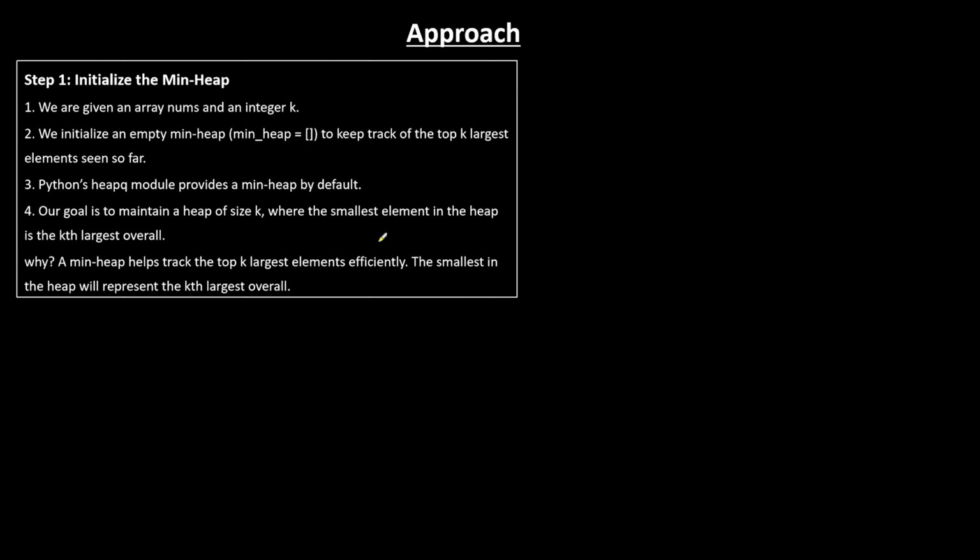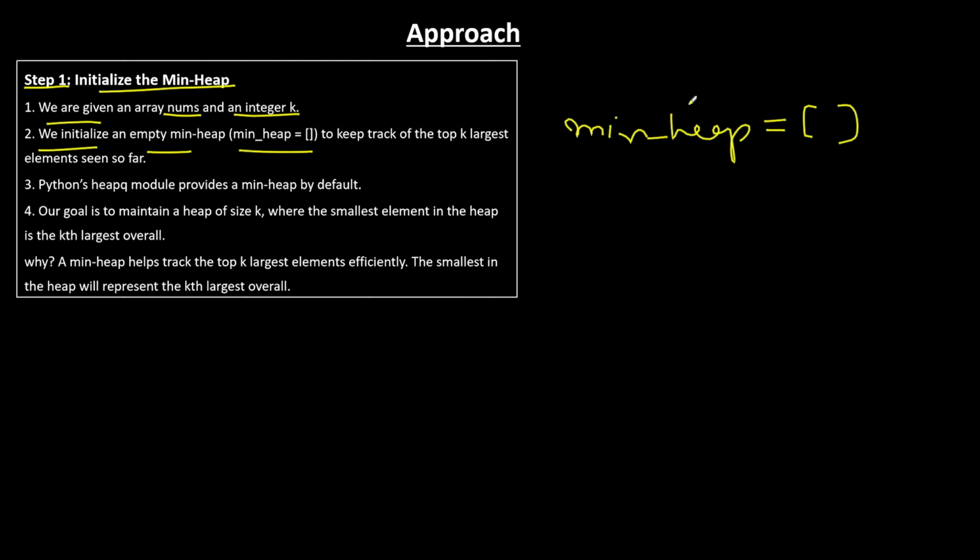Now, since you got the intuition of the problem, let's look into the approach, how we're going to solve it. Let's do step one. We initialize the min heap. We are given an array nums and an integer k. We will initialize a min heap, and it will be a list, to track the k largest elements seen so far. Python's heapq module provides the min heap by default.